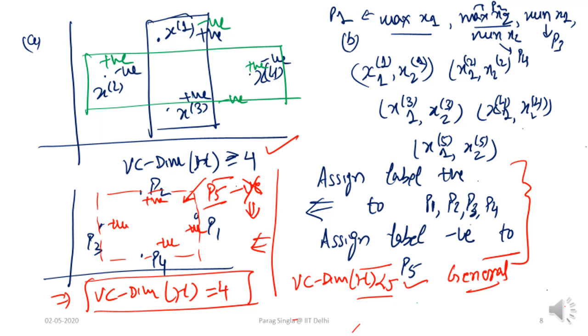So we'll assign P1, P2, P3, P4 to be positive, and we'll assign P5 to be negative. This is shown in the diagram on the bottom left. P1 has max x1, P2 has max x2, P3 has min x1, and P4 has min x2. Because these are max and min points in the respective coordinates, and since they have to be assigned positive, our rectangle should span all of these points.